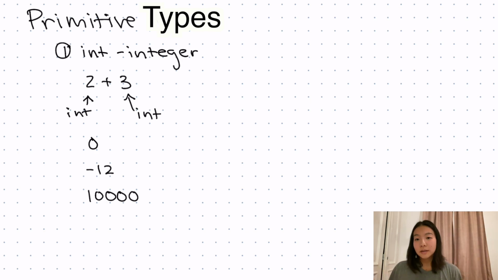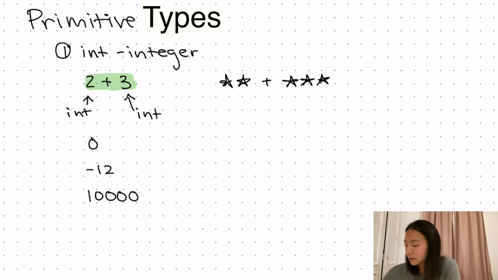Integers just represent literally real life integers. They represent how many of something we have. So here, let's use stars to represent something that we're counting. So if I have 2 stars and then I add 3 stars, well, how many stars is this now? 5 stars.